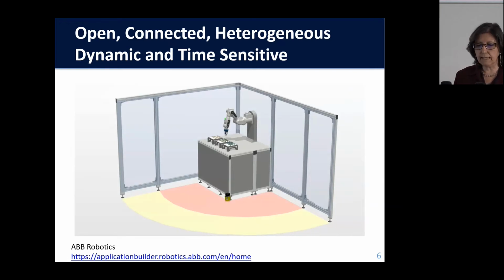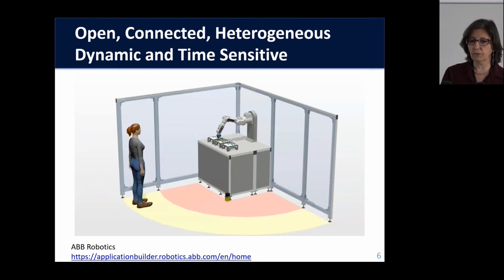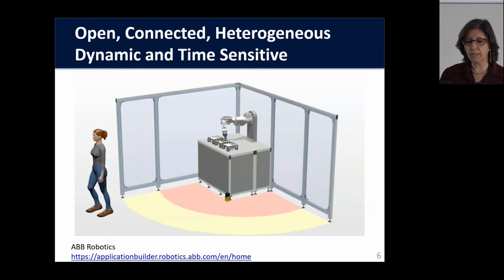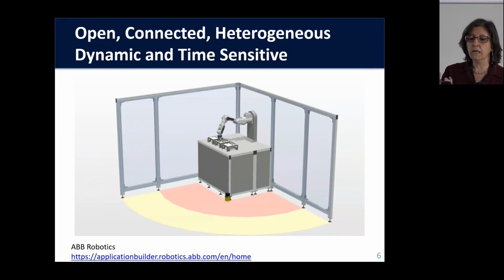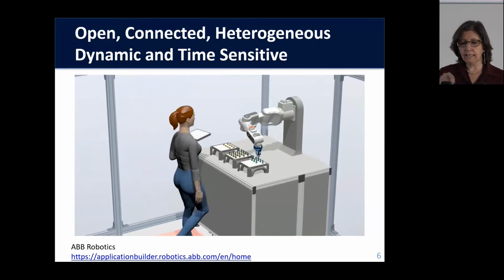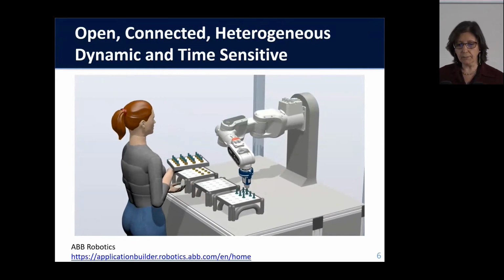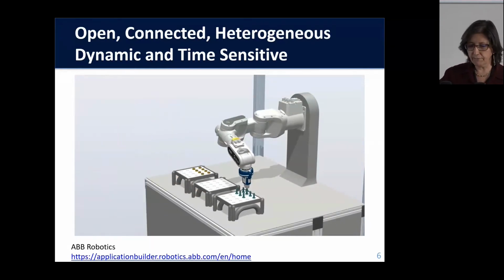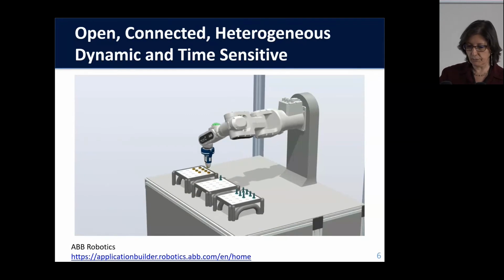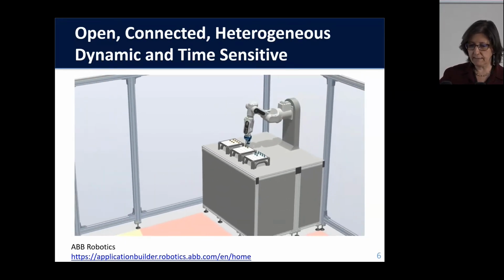So you can see that in this ABB robotics example. This is an example of an open, connected, heterogeneous, dynamic, and time-sensitive system. There is no fence around the robot anymore. If there's a human being coming into this yellow area, the robot slowed down. I hope you noticed that's how it slowed down. And if it comes into the red area, the robot stands still.